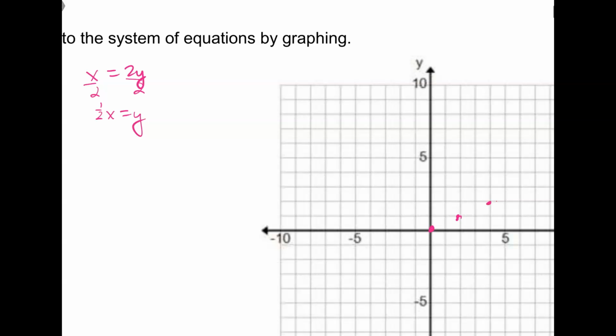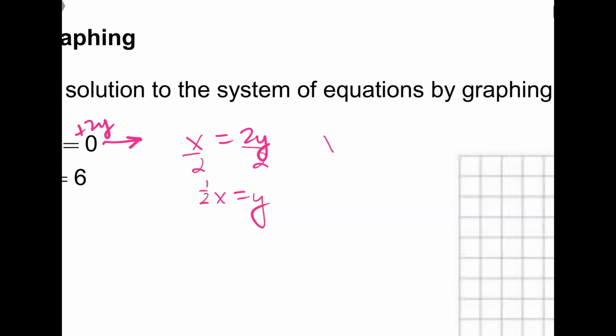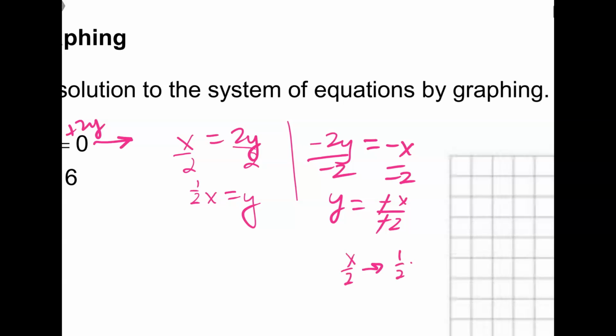Isn't it negative 1 half? Nope. I could do it the opposite way. So you said you subtracted x? Yeah, so I subtracted x. So you have negative 2y equals negative x. Divide by negative 2. So I have y, and then you have negative x over negative 2. Negatives cancel out, and you have x over 2, which is just 1/2 x. X over 2 is the same thing as saying 1/2 x.